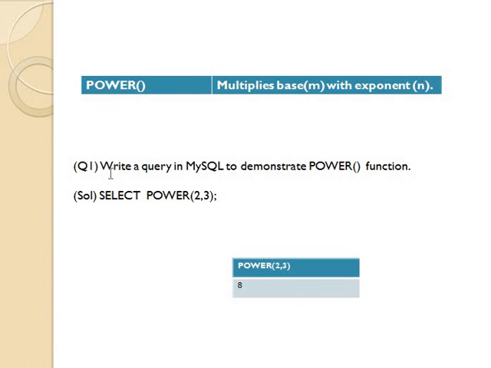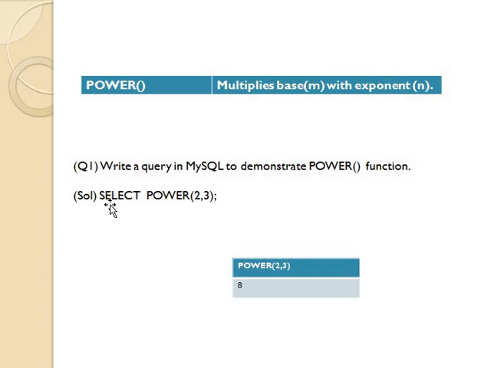Now read this question. You are asked to write a query in MySQL to demonstrate the power function. So here is the query which demonstrates the power function. The query says select power of 2, 3, where the first argument inside the power function 2 is the base m and the second argument inside the power function 3 is the exponent n.